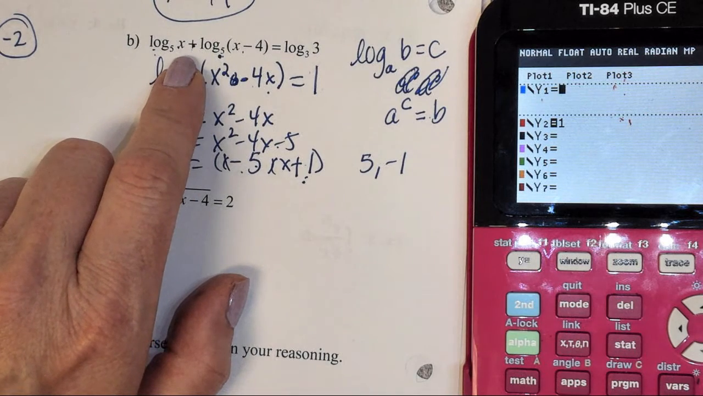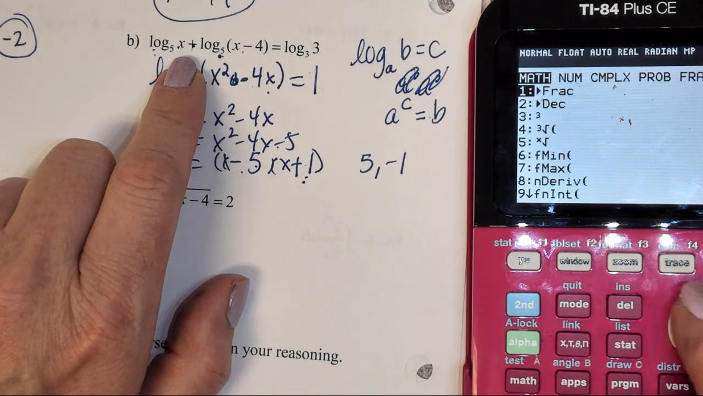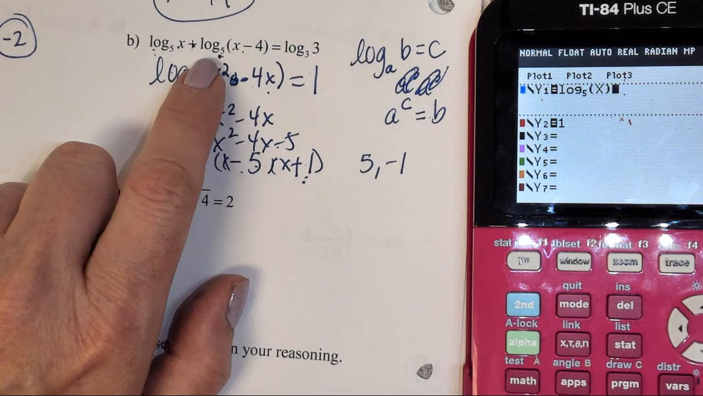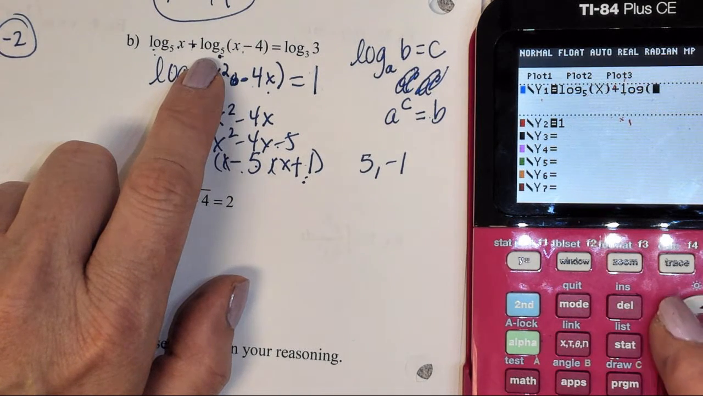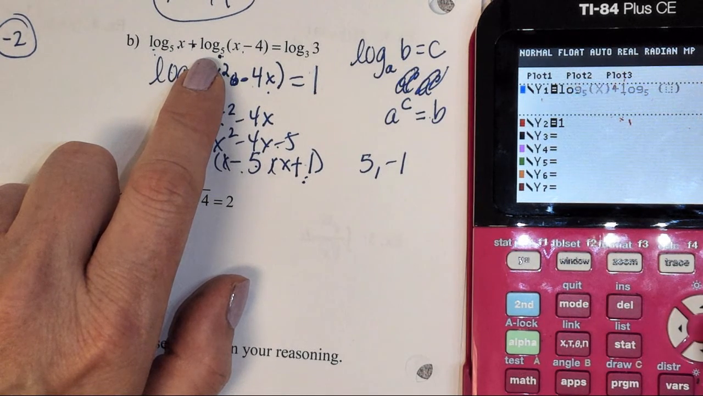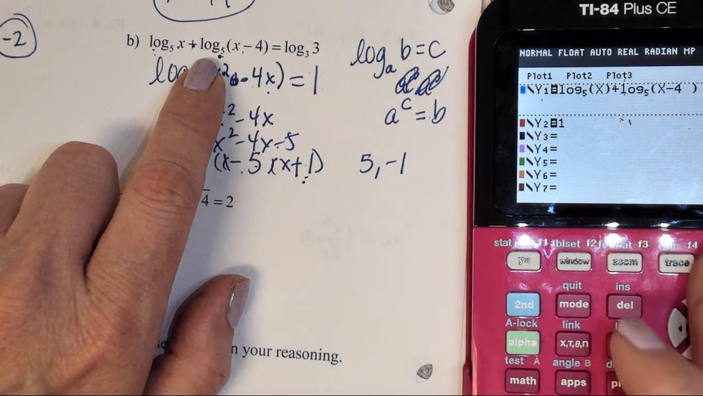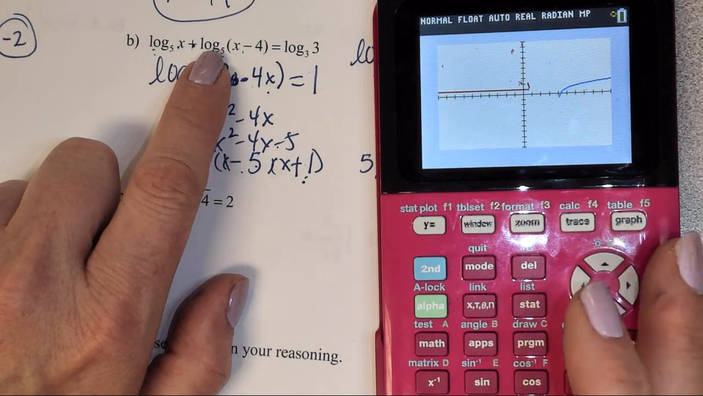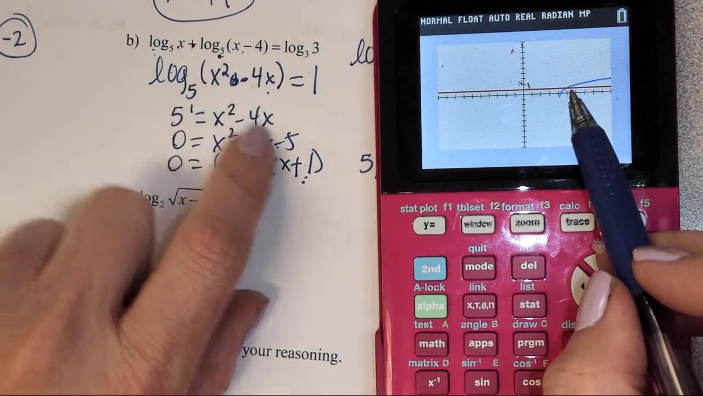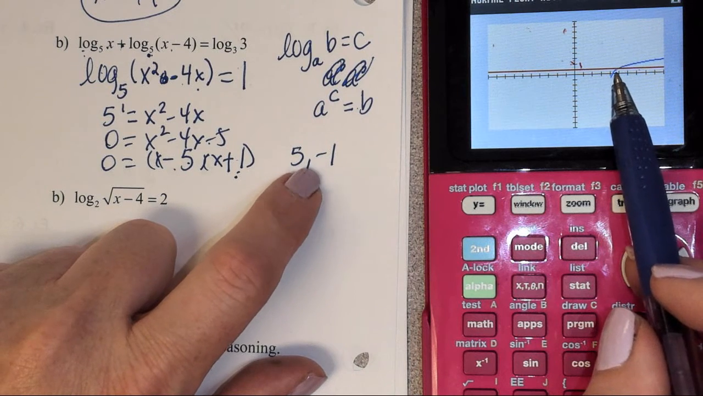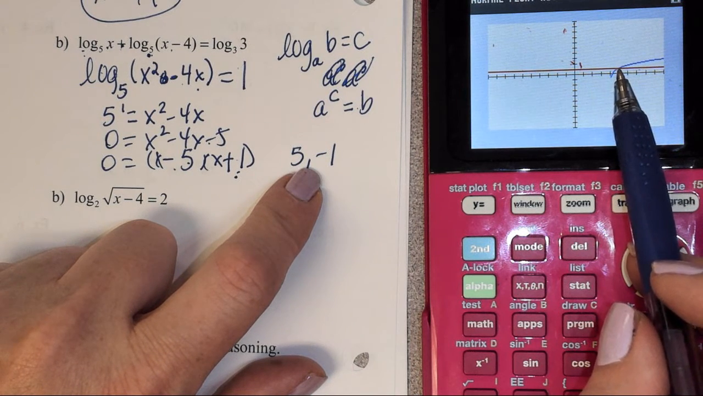If I go back and type in my original, I'm going to go to math, and I have log base 5 of x plus log base 5 of x minus 4. Okay, so that's my original function, and here's my graph of my original. Can you see how there's only one solution? There are not two solutions. So what's my only solution going to be? What's that point right there?